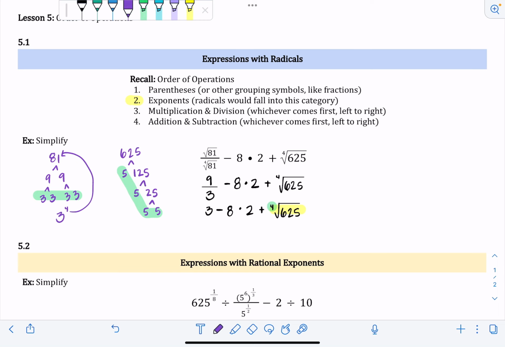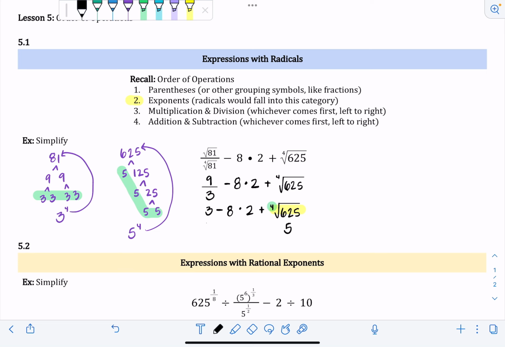And what this factor tree is saying is that I have 4 5s being multiplied together, or I'm taking 5 to the 4th power, and that's equal to 625 because I had 1, 2, 3, 4, 5s down at the bottom of my tree. So if I take the 4th root of 625, I get 5 because 5 to the 4th power is 625.